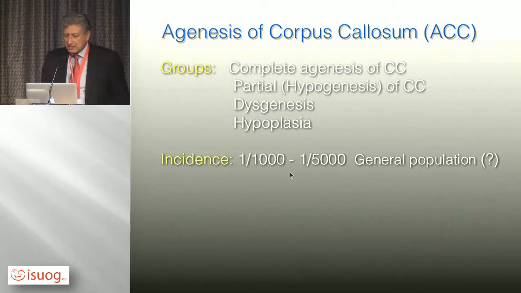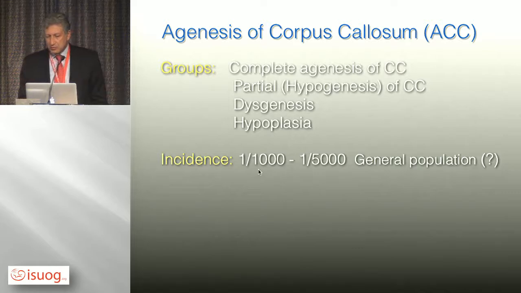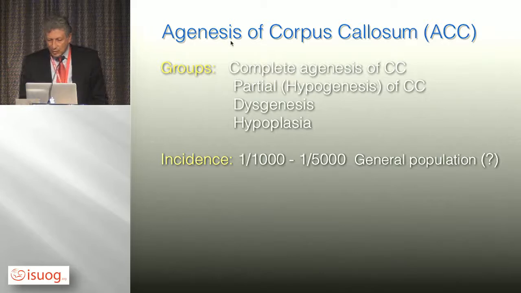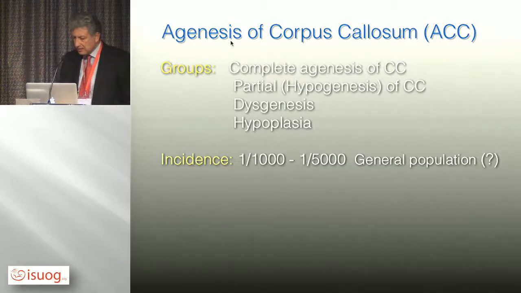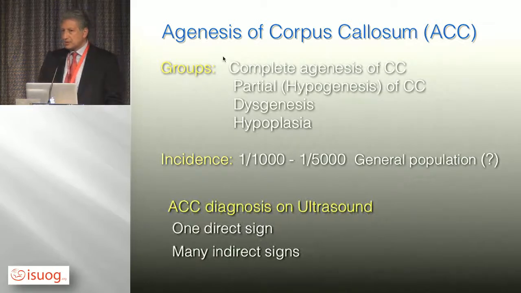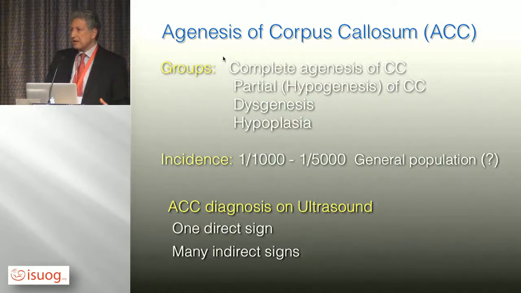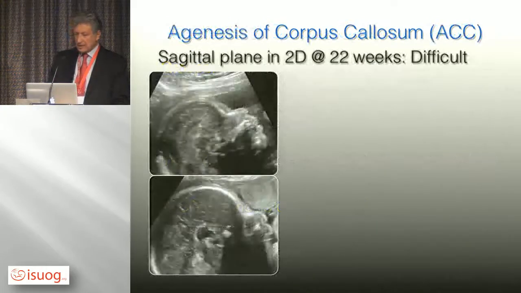And you see here, as Gianluigi was saying this morning, it's quite common. And you are right, Gianluigi, we have in our unit more cases of agenesis or hypogenesis of the corpus callosum than spina bifida. We have seen in the last 8 years more than 60 cases, but by far fewer spina bifida cases. And I guess the more we know about this disease, the more we are able to see it. In general, we have one direct sign but many indirect signs, and we have to rely on the indirect signs.